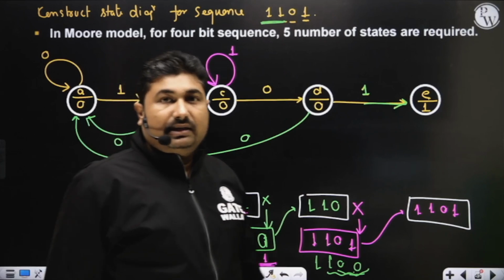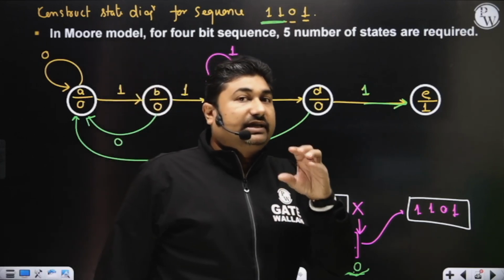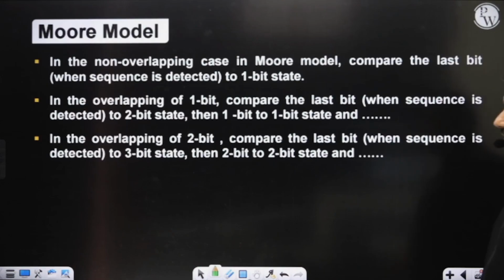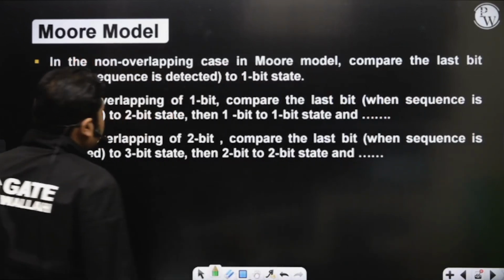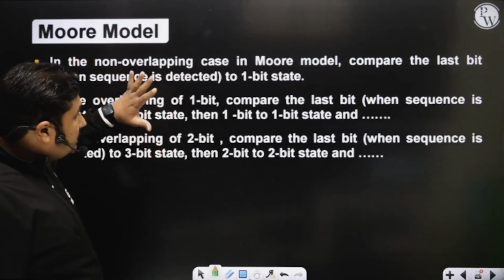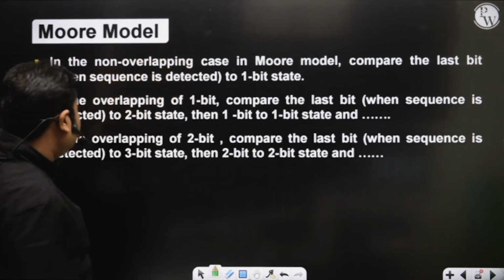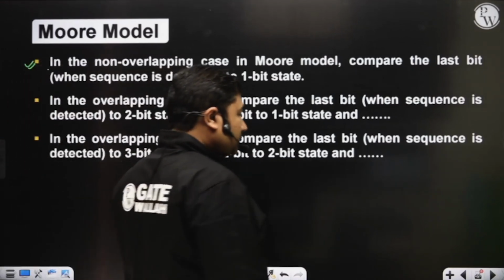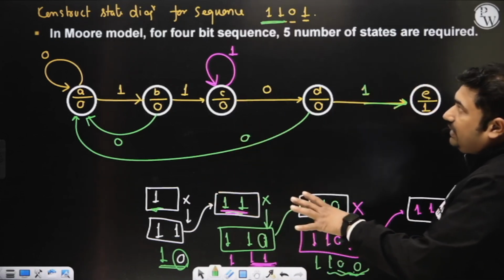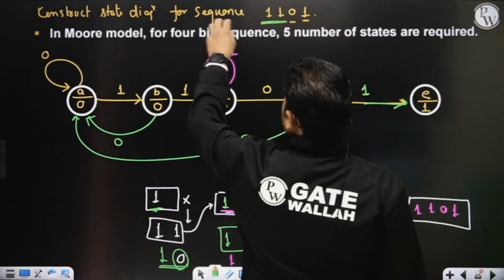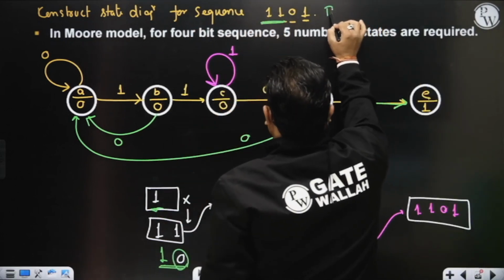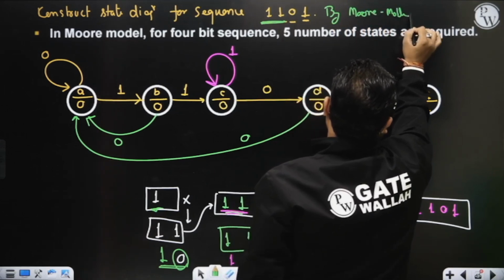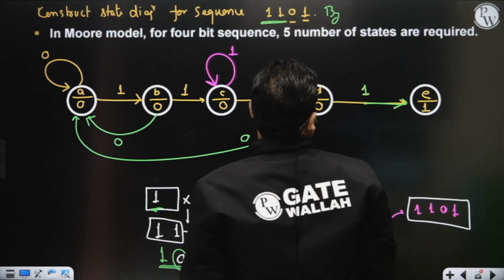This is a Moore model. Now in the Moore model, we have to follow certain conditions or a set of rules. Please observe, whenever you are constructing a state diagram by Moore, first observe whether the case is overlapping or non-overlapping. So this is the case of non-overlapping. I am constructing a state diagram for this sequence by the Moore model. Is it okay? Yes, sir.